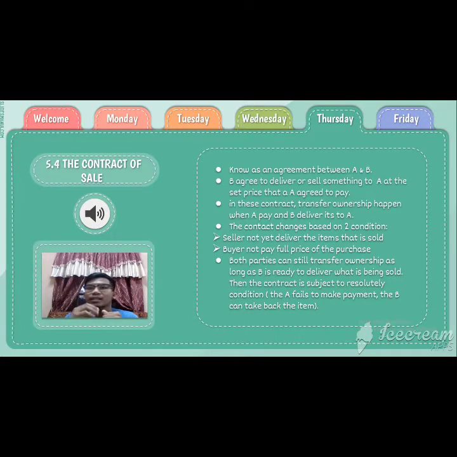First, the seller has not yet delivered the item that is sold. Second, the buyer has not paid the full price of the purchase. Both parties can still transfer ownership as long as B delivers what is being sold. Then the contract is subject to resolution when A fails to make payment and B can take back the item from A.